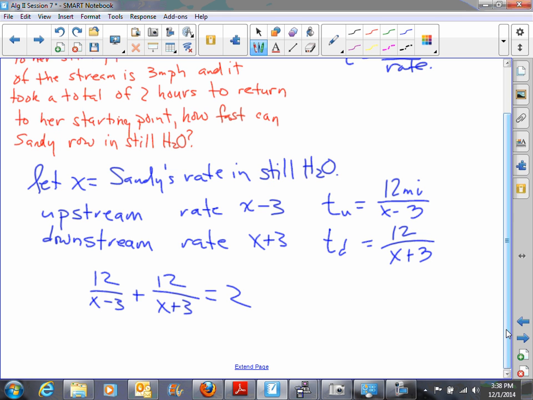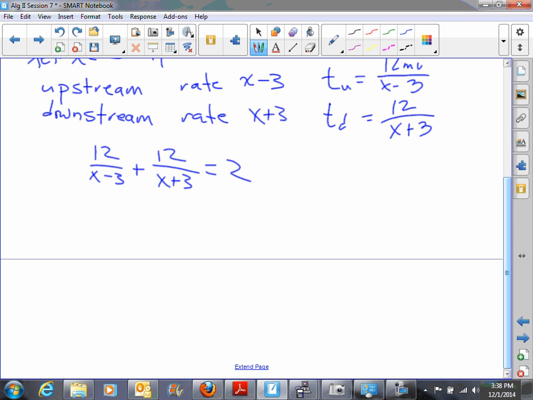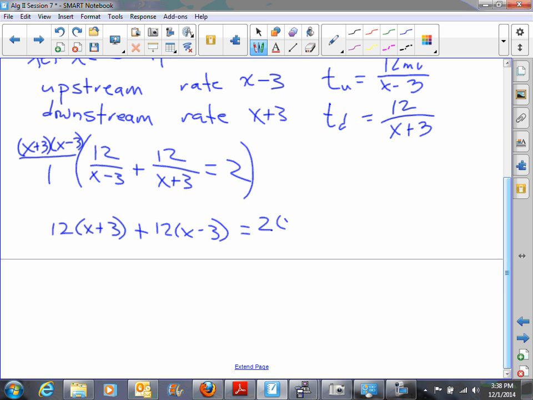Okay, so now we need to solve this equation. Notice that the lowest common multiple of both these denominators is x plus 3 times x minus 3. So I'll multiply both sides of the equation by that. In the first fraction, 12 over x minus 3, the x minus 3's cancel. We have 12 times x plus 3. In the second fraction, the x plus 3's cancel, and we get 12 times x minus 3. On this side, we get 2 times x plus 3 times x minus 3, because there's nothing to cancel. And now algebra happens.